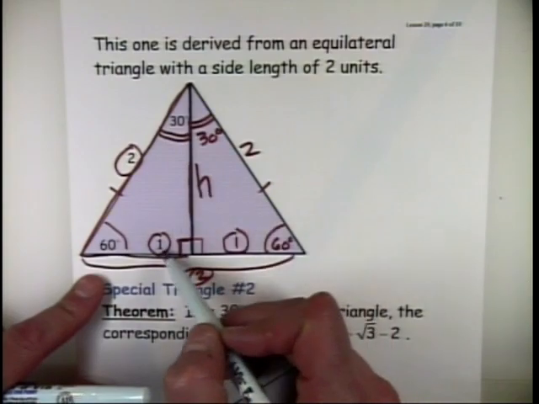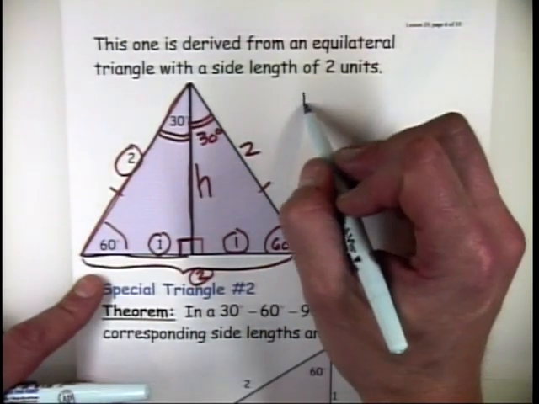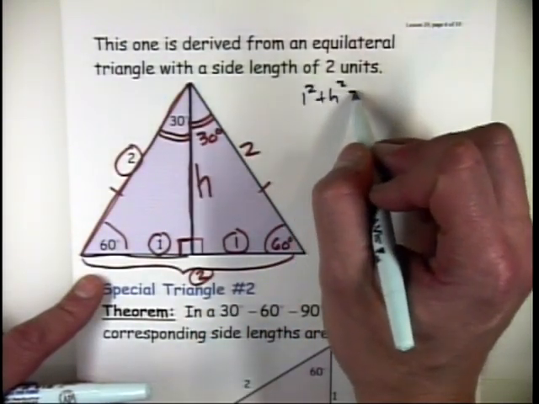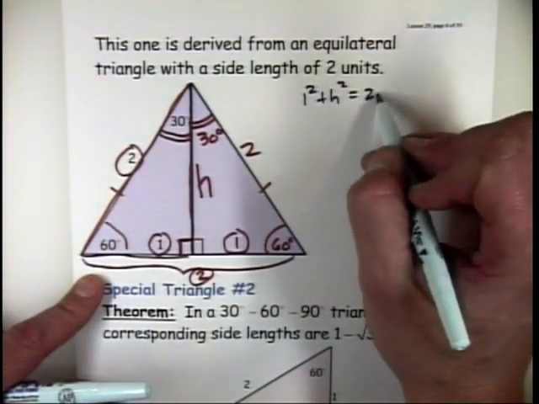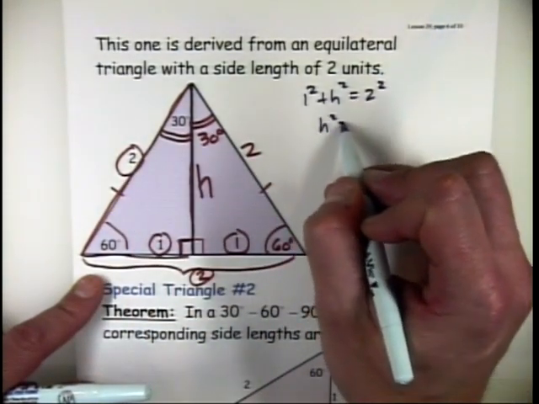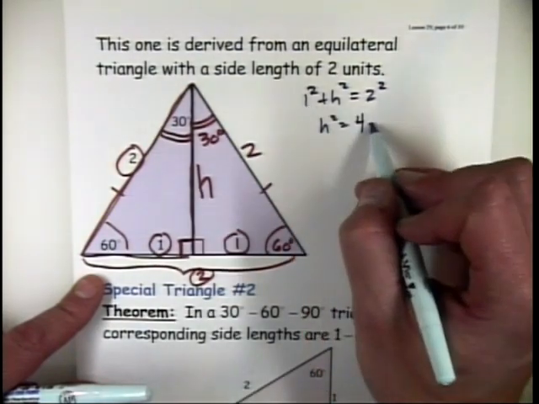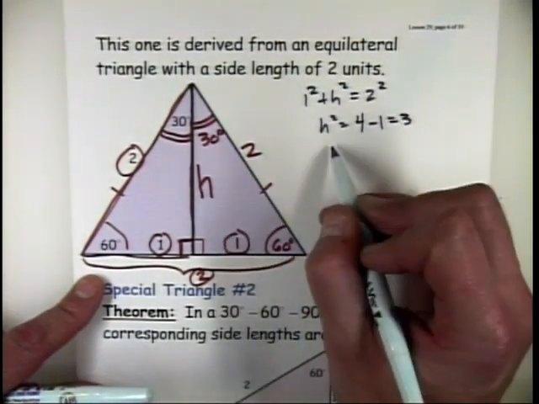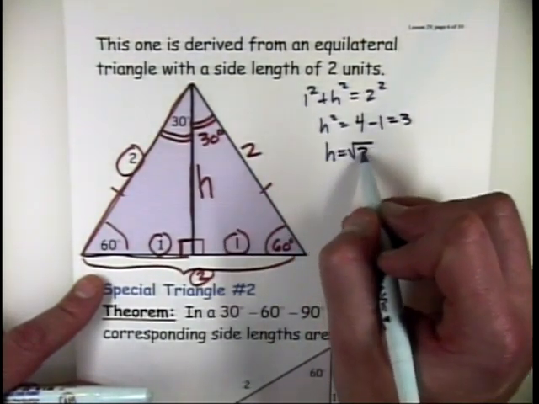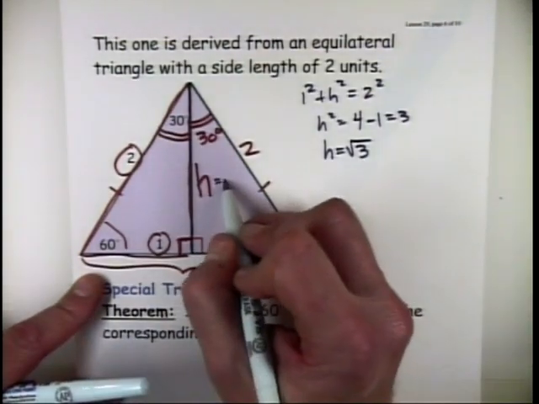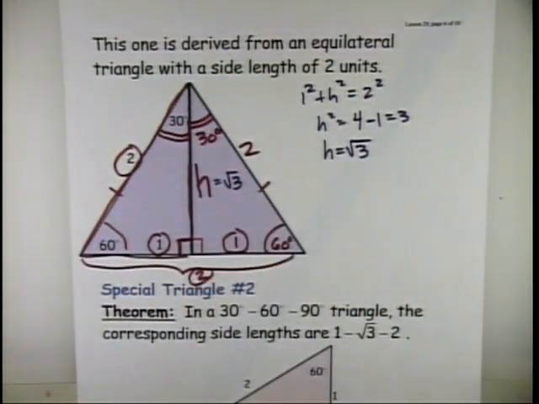H, the altitude, is one of the shorter legs, and so is the number 1. So I get 1 squared plus h squared equals the hypotenuse, which is 2 squared. So I get h squared equals 2 squared, which is 4, minus 1. That's 3. So if I take the square root of both sides, I get h, the altitude, is the square root of 3 units long.